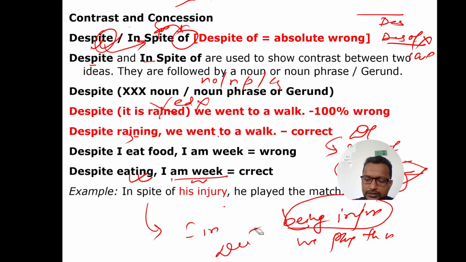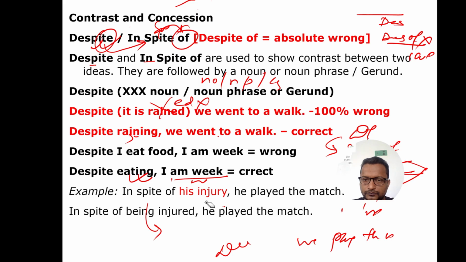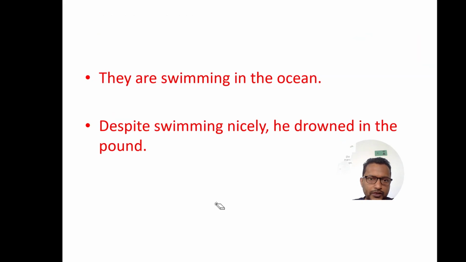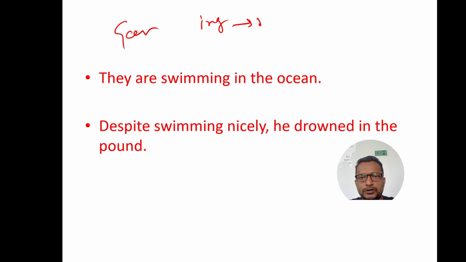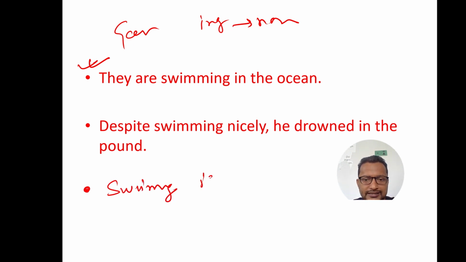Okay, so let's quickly go to the examples. I'm trying to show what a gerund is, right? A gerund is the ing form of verb acting as a noun. For example, they are swimming in the ocean. This is one sentence. And then, despite swimming nicely, he drowned in the pond. That is another sentence. Now I'm giving you another sentence: swimming is a fun activity.